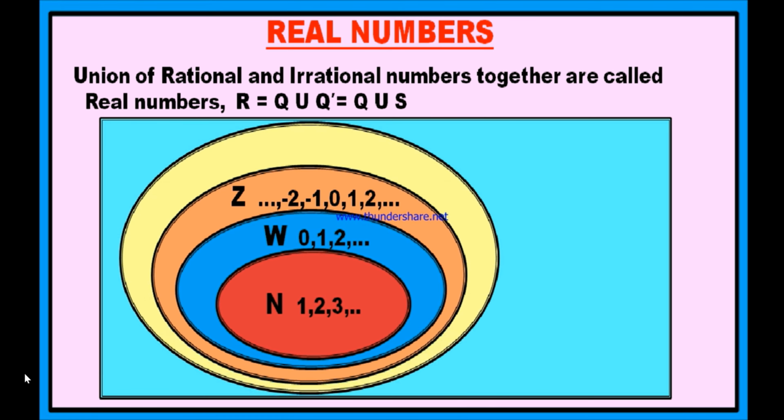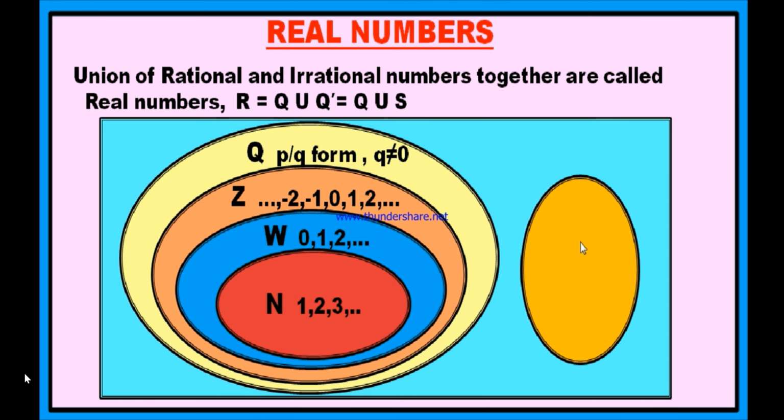And this is the set of rational numbers, which are in the form of p by q, where q is not equal to 0, and both p and q are integers. Every natural number is also a rational number, every whole number is also a rational number, and every integer is also a rational number. You see, the circles N, W and Z are parts of the total circle Q. Therefore, all these numbers are included in the set of rational numbers.